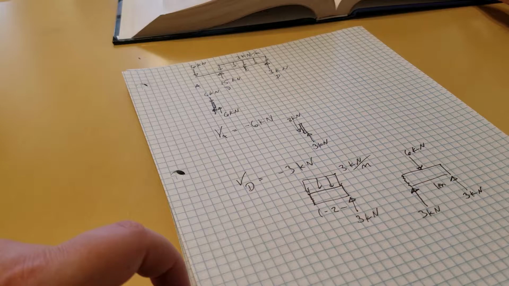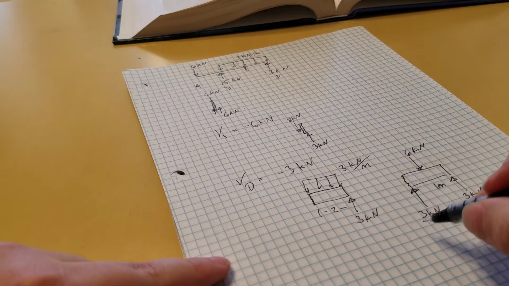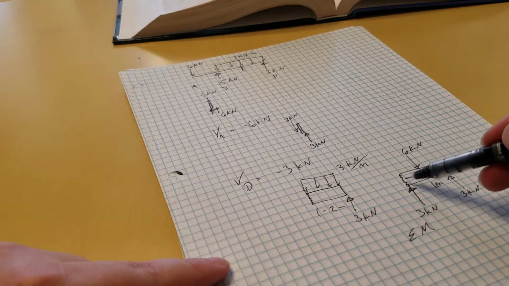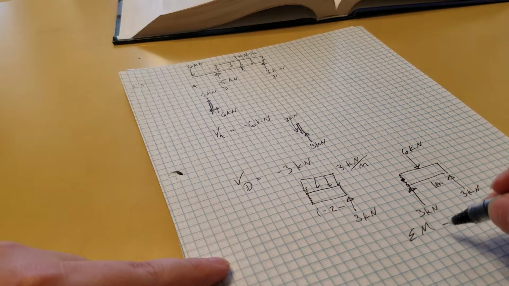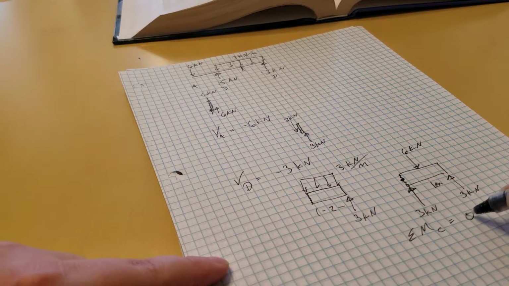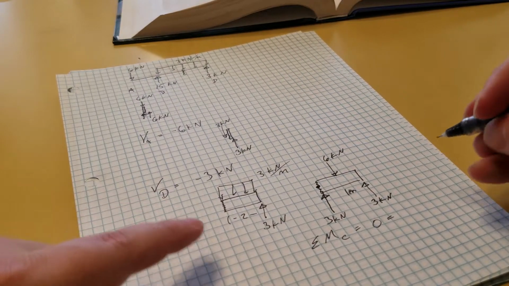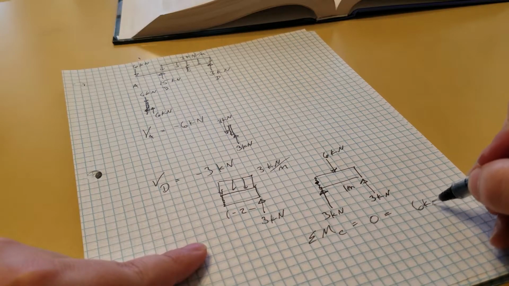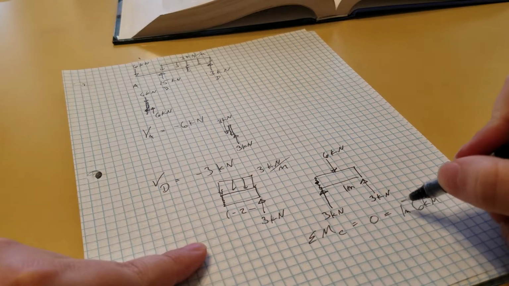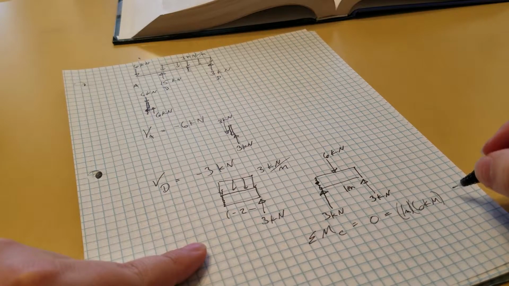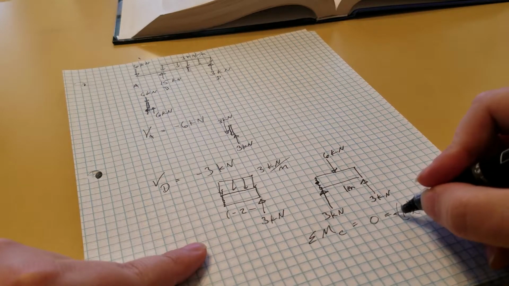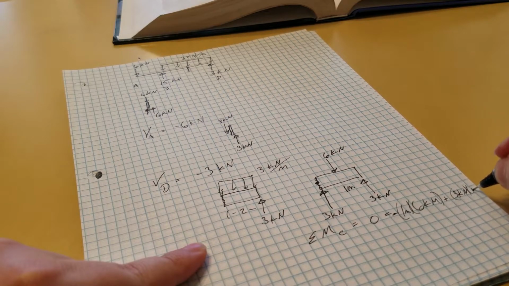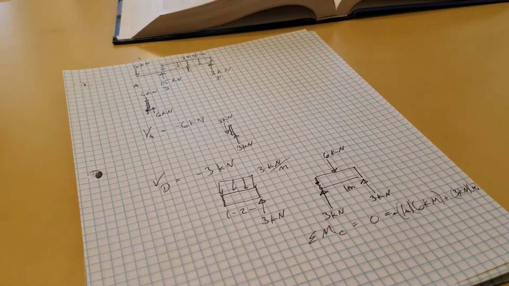But if you wanted to check, it would be sum of moments, and then pick a point. So like right here, C is 0. So then you've got 6 kilonewtons 1 meter away, negative direction, plus 3 kilonewtons 2 meters away. So you just get nothing.